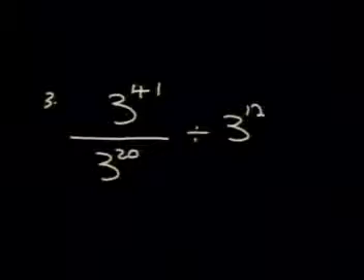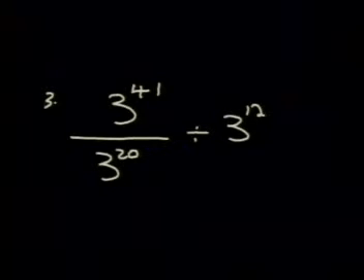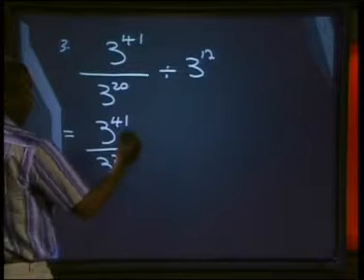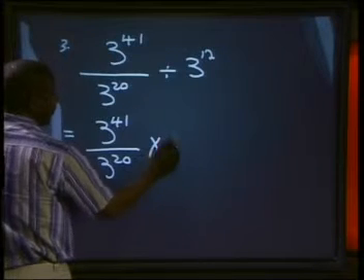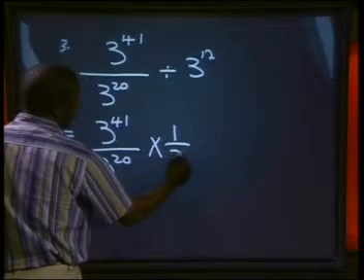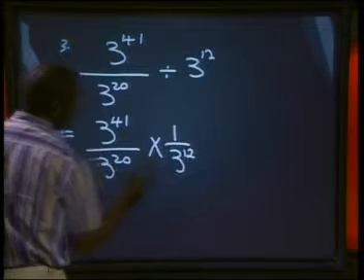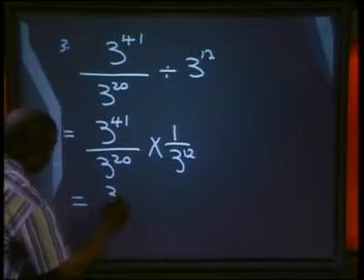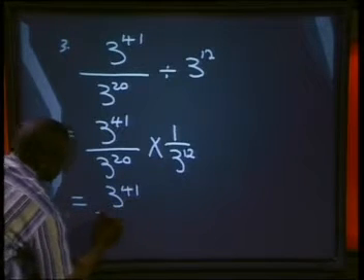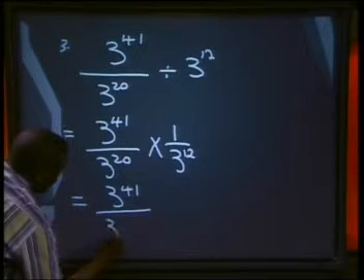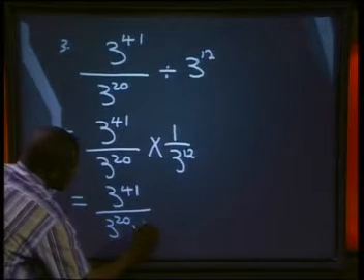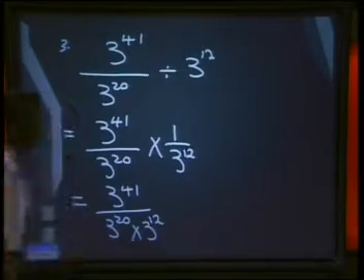Remember that for any number, when you are dividing, you can multiply by the inverse of that number. So we can multiply by 1 over 3 to the power of 12. And that will be equal to 3 to the power of 41 divided by 3 to the power of 20 times 3 to the power of 12.